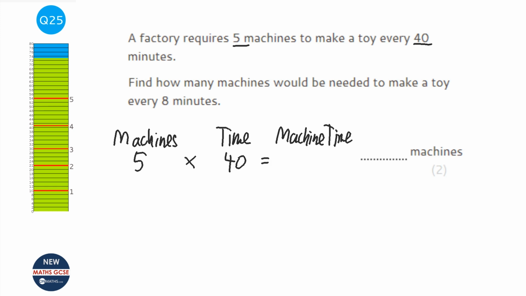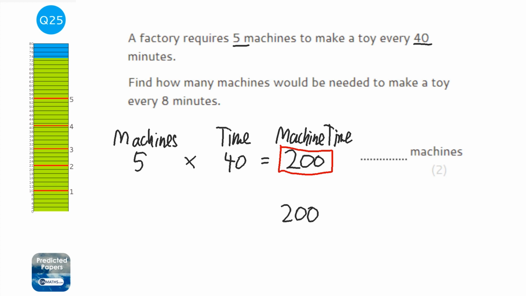Okay, I've just made that up. So 5 times 40 is 200. Now that 200 there is really special, because that 200 must always be the same. The machine time must always be the same. So it says we want to do it in 8 minutes. So I've got to think, right, what times 8 is 200, because machine time will always be the same.